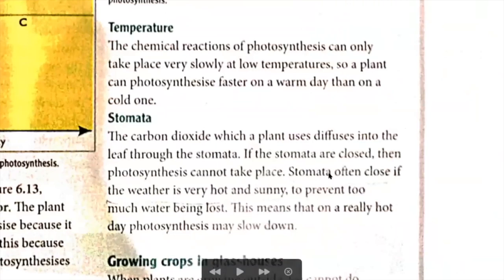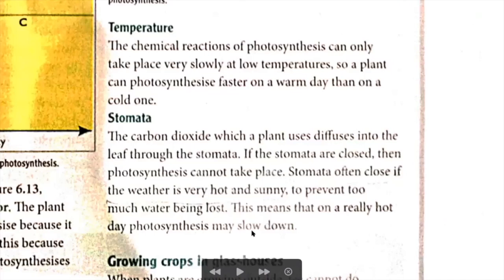Okay, apa lagi cakap ni? Stomata often close if the weather is very hot and sunny. Tapi ada kebaikannya juga kalau stomata tu tertutup. Sebab apa? During drought, okay, masa kemarau, we know that the temperature is too high. So the plant tend to lose so many water. So in order to minimize the transpiration, the stomata need to be closed. This is to prevent too much water being lost. This means that a hot day photosynthesis may slow down.